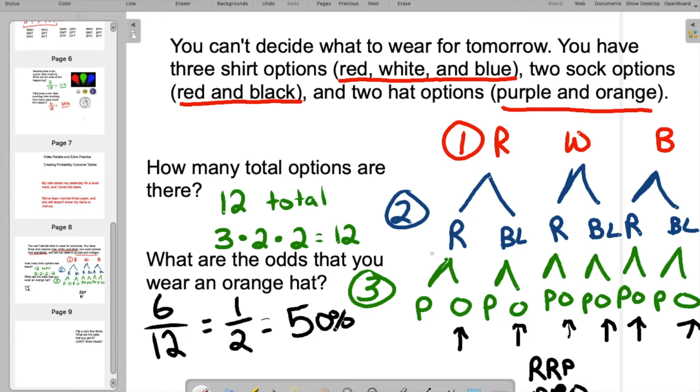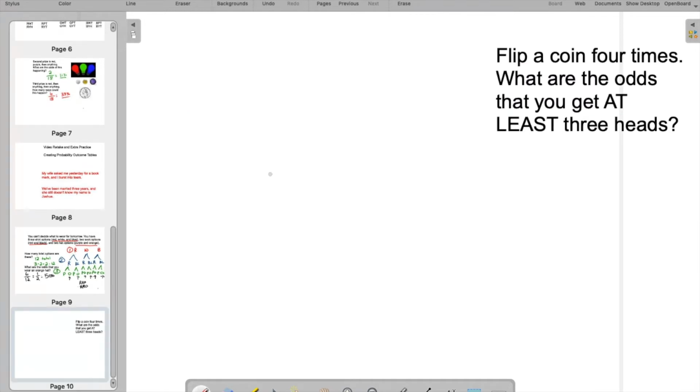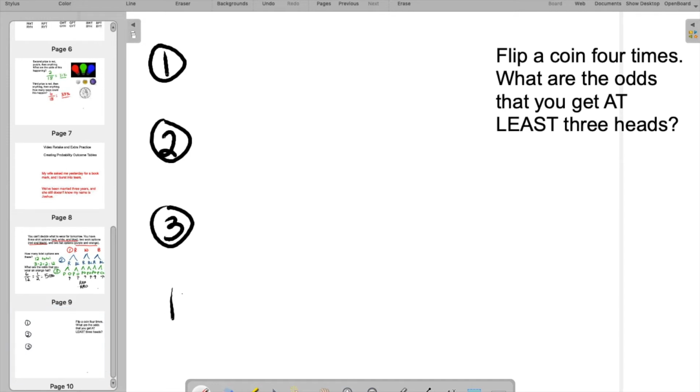So we're going to do one more problem, and then we're going to let you start working on some of your own examples. Our last question is going to be covering flipping a coin 4 times. Now we flipped a coin 2 times, we flipped a coin 3 times. Now we're going to flip a coin 4 separate times, and we're going to create the outcome tree and the outcome table for it. So, 4.